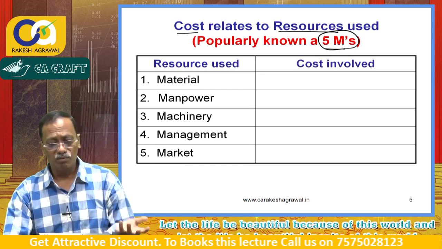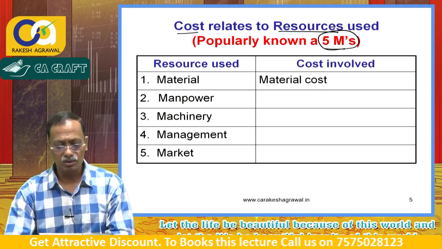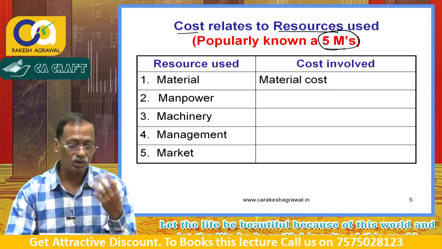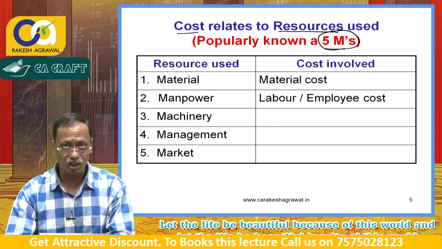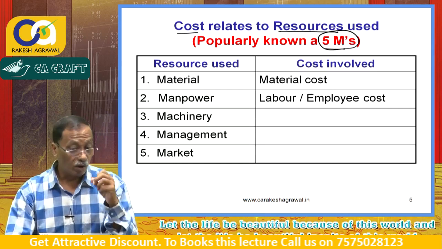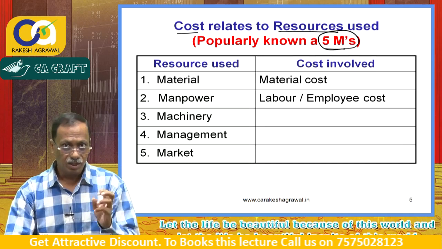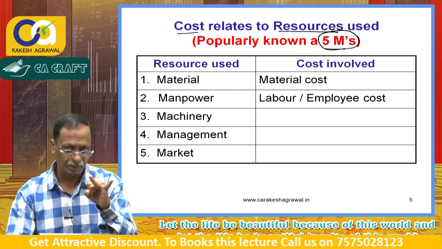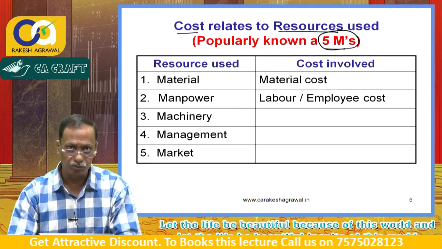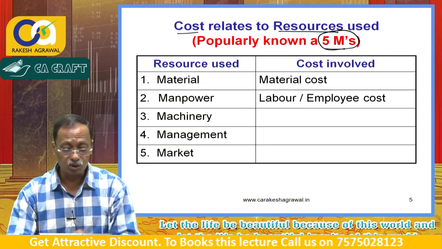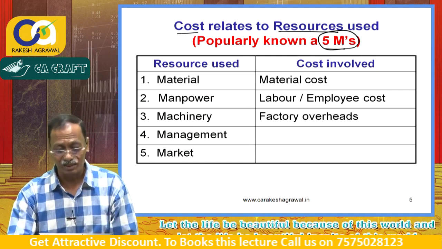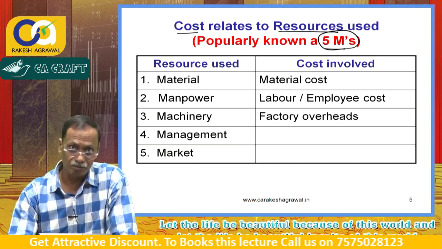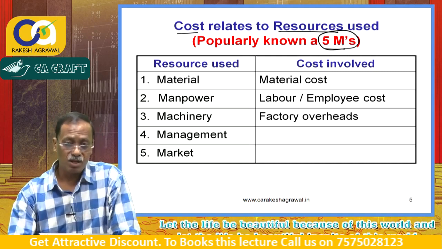And the cost involved for material resource is called material cost only. For manpower resource, the cost incurred is called labor cost or employee cost. For machinery resource, if you are using machinery in manufacturing, you will incur depreciation of machinery, repairs, maintenance of machinery, and power will be consumed to run the machinery. All these costs will go to manufacturing overheads, that is factory overheads, towards use of machinery.